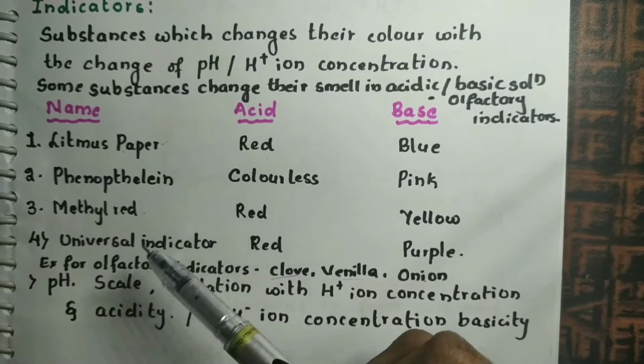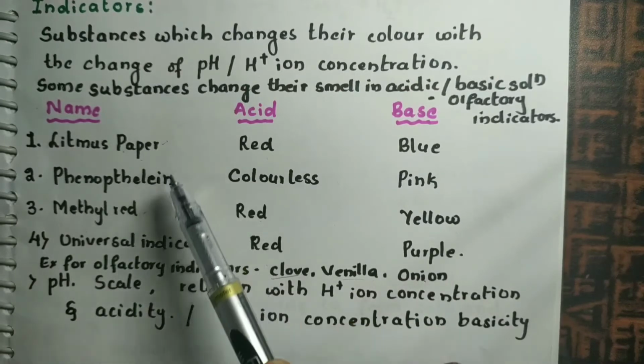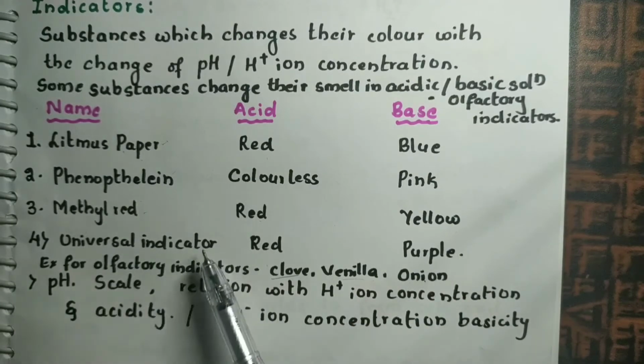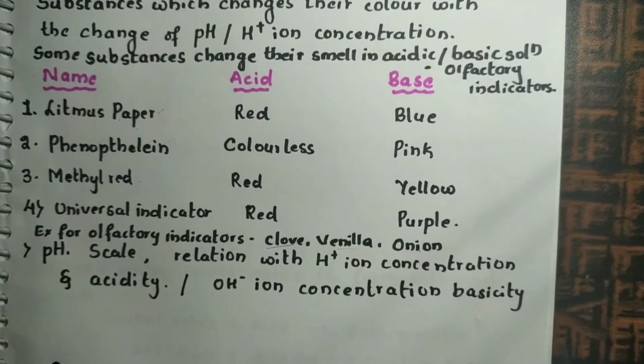You have to concentrate or stress on these three but not on this as it is not there in your syllabus. Some of the indicators change their smell when the pH or the H plus ion concentration changes. They are called olfactory indicators. Some examples of the olfactory indicators are clove, vanilla and onion.